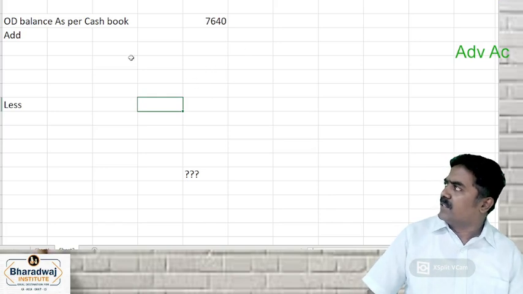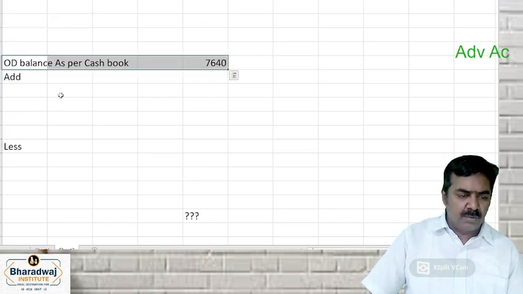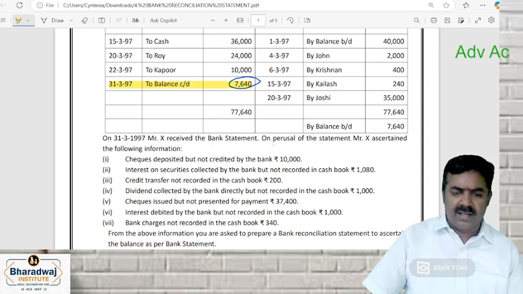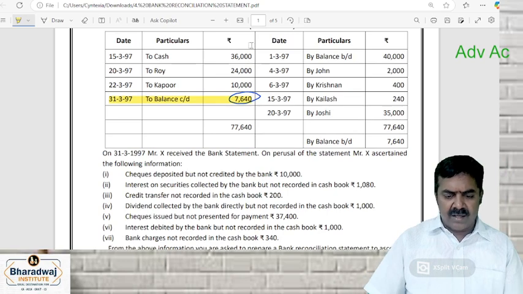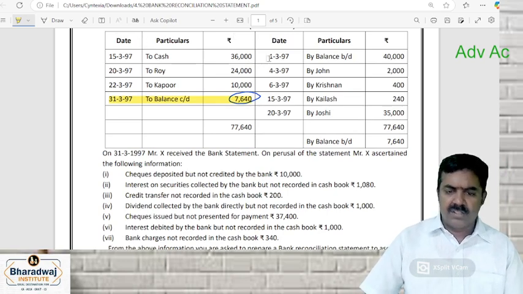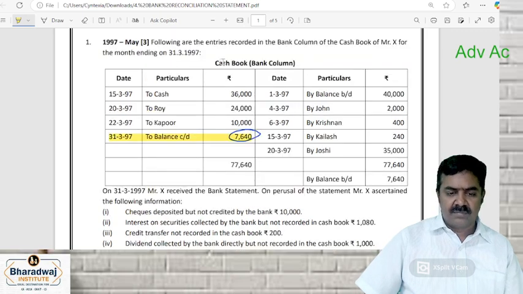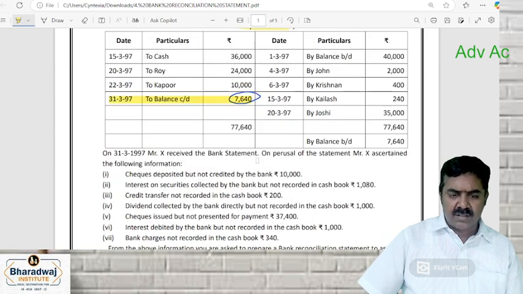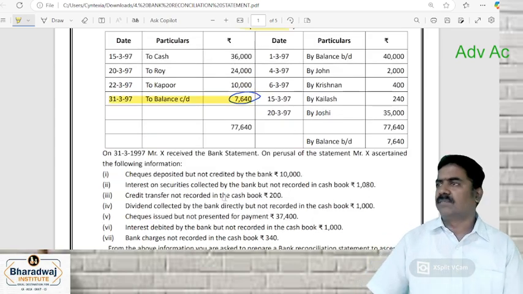Maintain columns like this. Okay. OD as per cash book னு போட்டுட்டு add and less போட்டுங்க. ஒரு 4 lines கொடுத்து then decide add and less for this first. They have given directly bank column. This is not a cash column. This is which column? Bank column detail only they have given. So you have to compare this with adjustments given and decide. Try பண்ணுங்க.